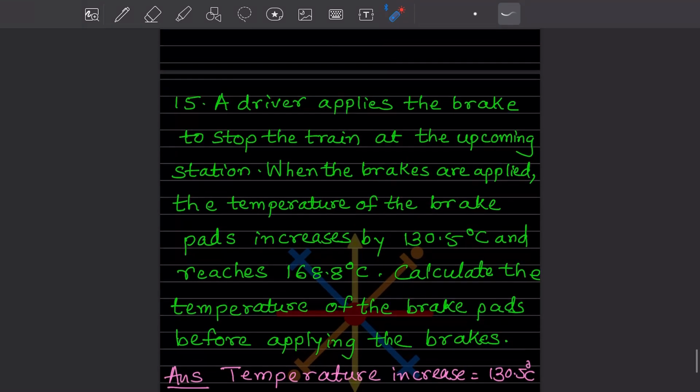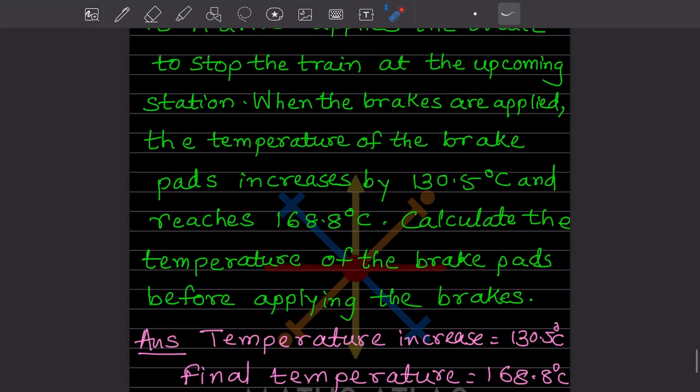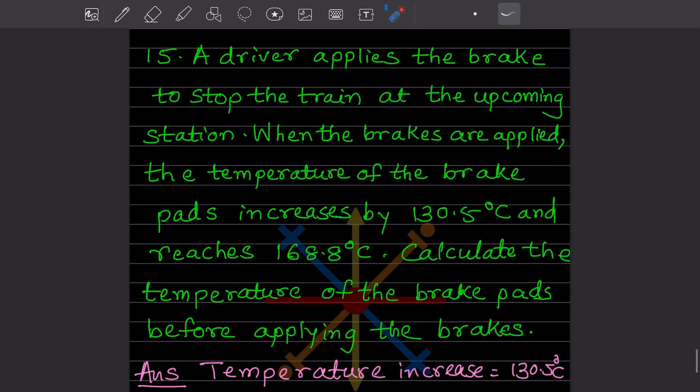A driver applies the brake to stop the train at the upcoming station. When the brakes are applied, the temperature of the brake pads increases by 130.5 degrees centigrade and reaches 168.8 degrees centigrade. Calculate the temperature of the brake pads before applying the brakes. Now see here, the temperature increases by 130.5 degrees centigrade, and the final temperature given is 168.8 degrees centigrade.